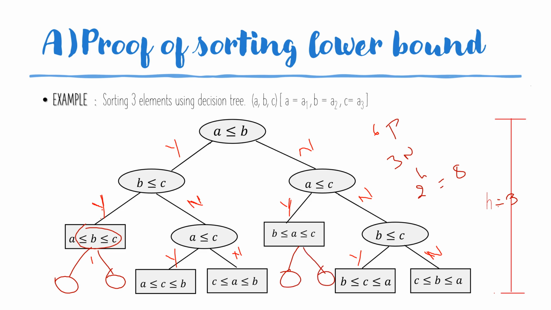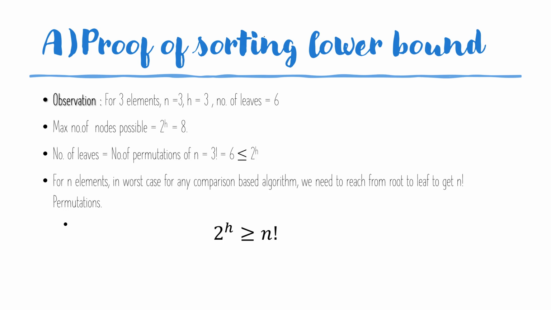So the maximum number of nodes possible will be 8. The maximum number possible is 8, but the maximum we got was only 6. So these are the observations from this tree. From the previous observations, I just wrote them down. Here we can simply say that 2^h is greater than or equal to n!.